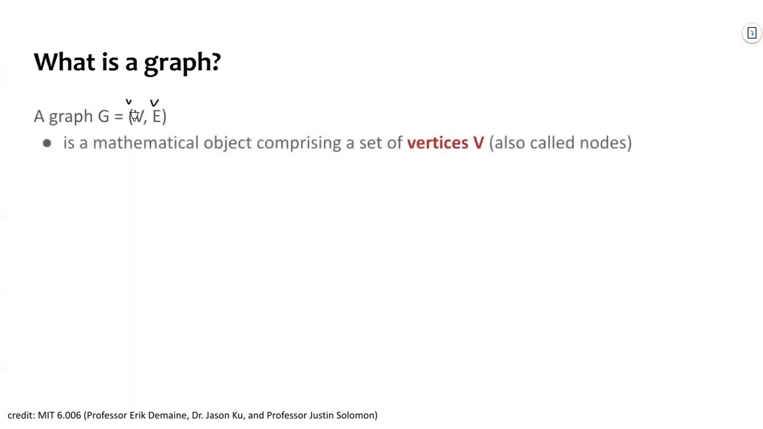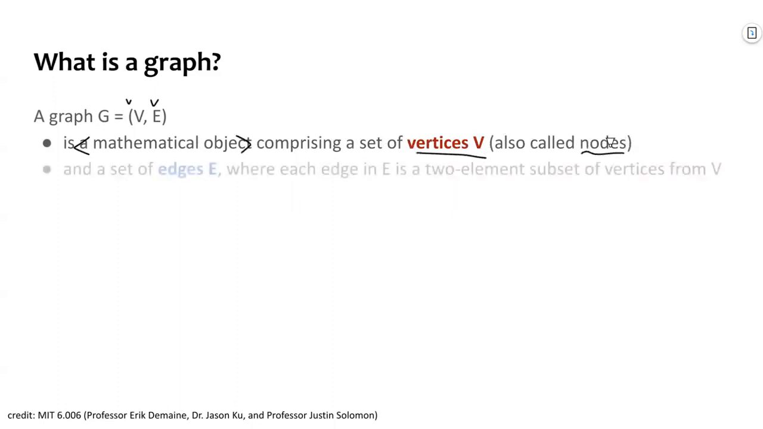First of all, what is a graph? A graph mathematically consists of two things: a set of vertices and a set of edges. So a graph is a mathematical object comprising a set of vertices, and vertices are also called nodes, and a set of edges, which we represent as E, where each edge in E is a two-element subset of vertices from V. So when we are representing edges, we use the representations of vertices.